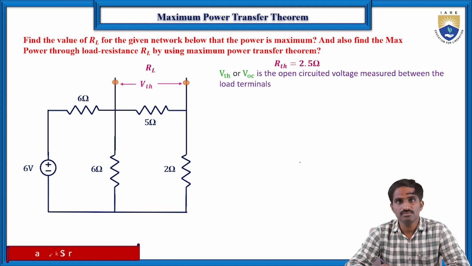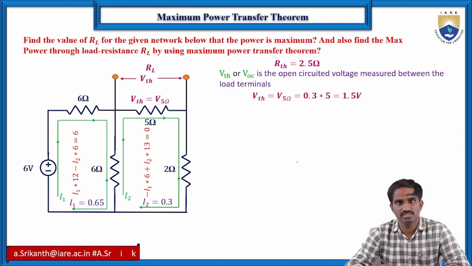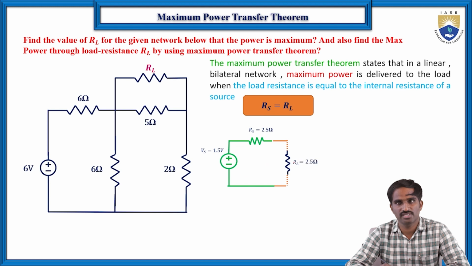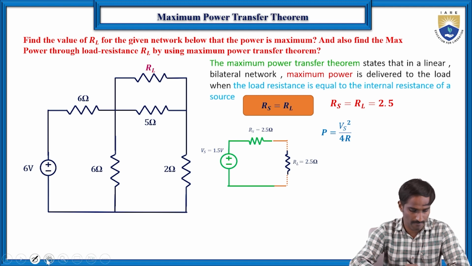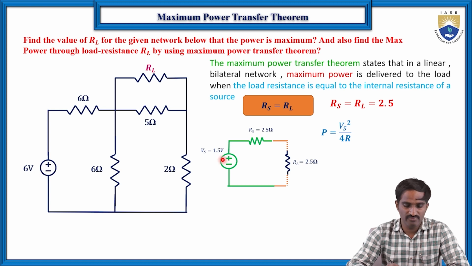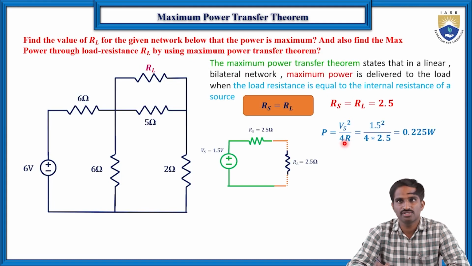What is the maximum power flowing through RL? For that we need to find VOC, that is V Thevenin, and we already know how to find it. Then by using this equation we can find the maximum power, which is P equal to Vs squared by 4R. Here Vs means V Thevenin, which is 1.5, and R is RL equal to Rs, which is 2.5. Substituting in this equation, you will get the maximum power as 0.225 watts.